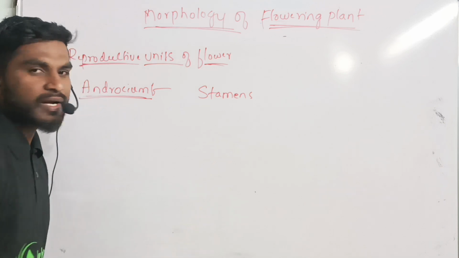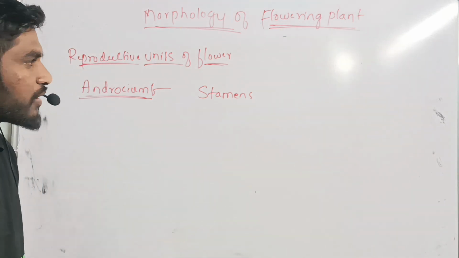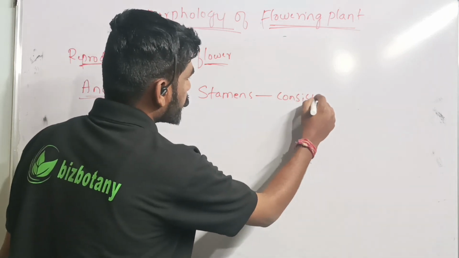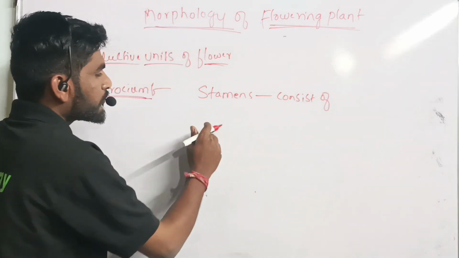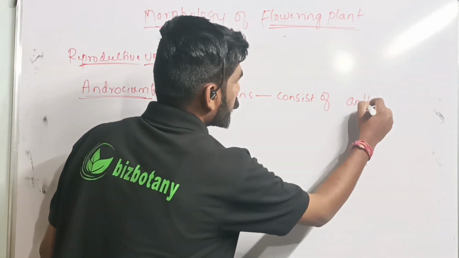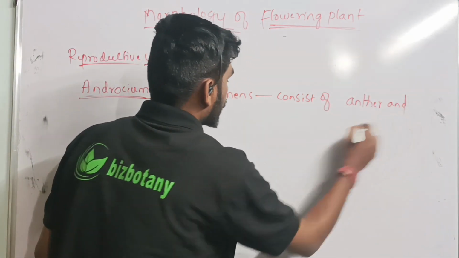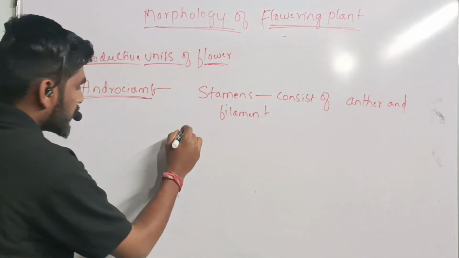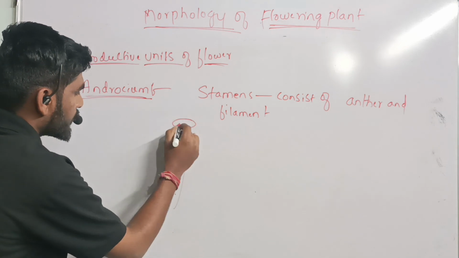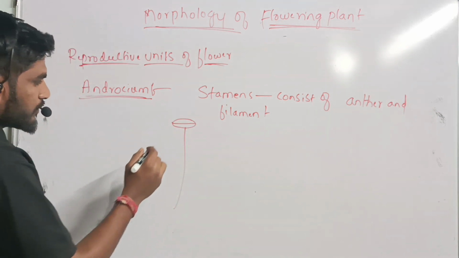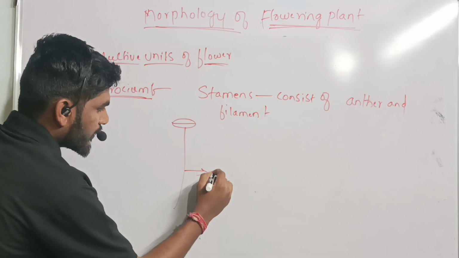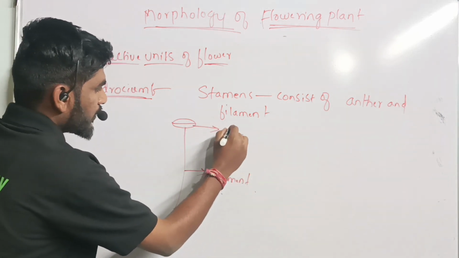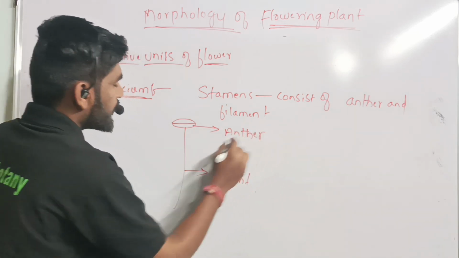Stamens are the male reproductive structures present in flowers, which consist of an anther and a stalk-like structure, which we call a filament. Consider this is the structure of a stamen. This stalk-like structure is the filament, and this complete structure is the anther portion of an Androecium.